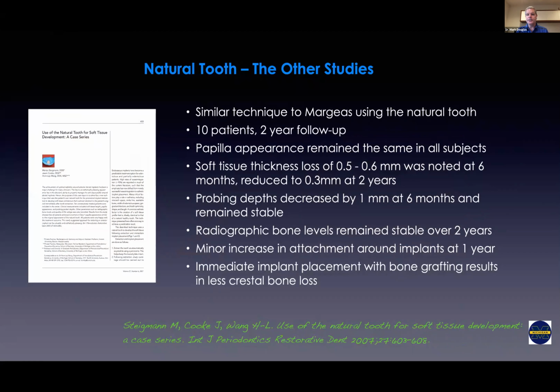Soft tissue thickness, they lost about 0.6 millimeters at 6 months, but that was reduced to 0.3 millimeters at 2 years. Probing depths decreased by 1 millimeter at 6 months and then remained stable. Radiographic bone levels remained stable for over 2 years. There was a minor increase in attachment around the implants at 1 year, and immediate implant placement with bone grafting results in less crestal bone loss.